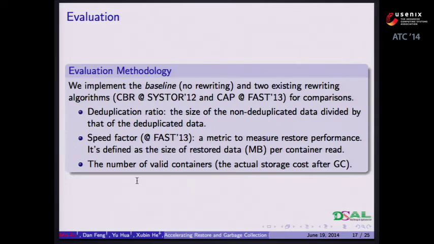Second is the speed factor. It's a metric to measure restore performance. It is defined as the size of restored data in megabytes per container read. A higher speed factor indicates we restore much more data per container read, so we can read fewer containers to restore the same amount of data, and so we get higher restore performance. The third metric is the number of valid containers, to measure the actual storage cost after garbage collection.